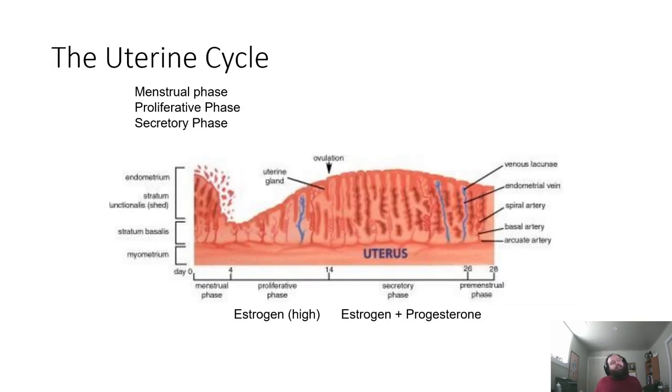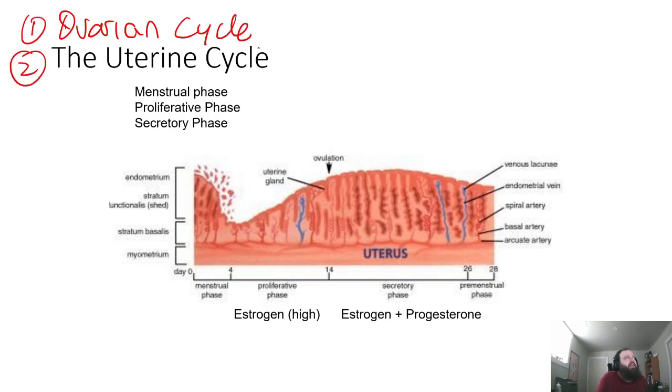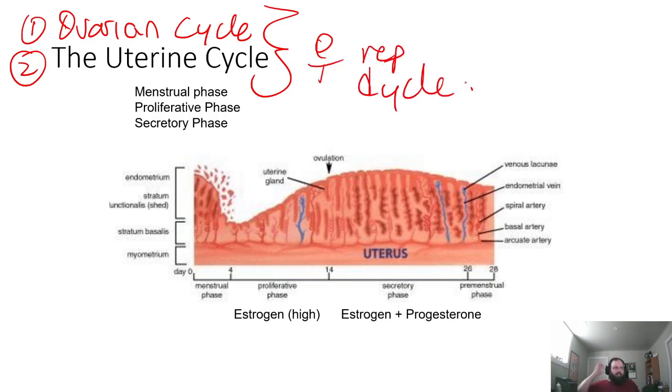It's really hard to talk about the female reproductive cycle, but the way I've found it easiest is to break it up into two actual cycles. So there's an ovarian cycle, which we'll talk about momentarily, and then there's also a uterine cycle. Combined together, they give you the female reproductive cycle. When we talk about the uterine cycle, there are really three parts. Depending on where you start, it's a cycle.